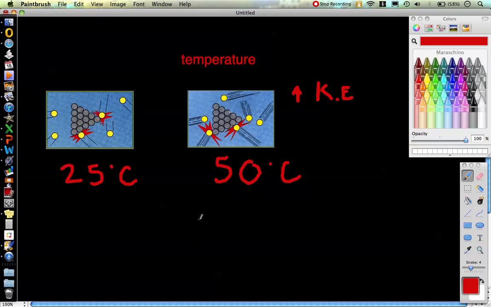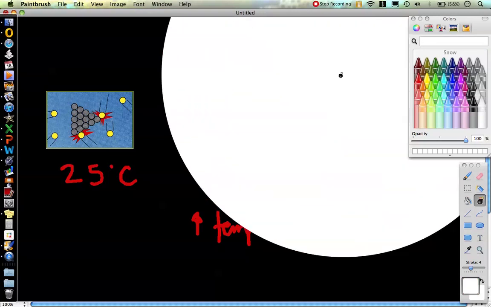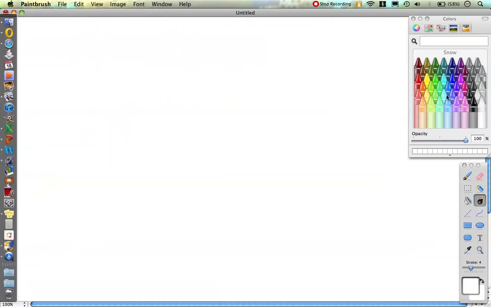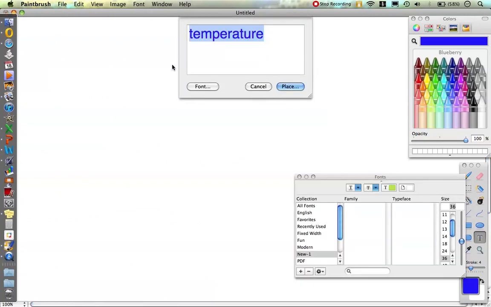So that is the second relationship for today: an increase in temperature is going to cause an increase in reaction rate. So that's relationship number 2. The next one that we have to look at, I think we'll go with a white background for this one today, is the effect of a catalyst.